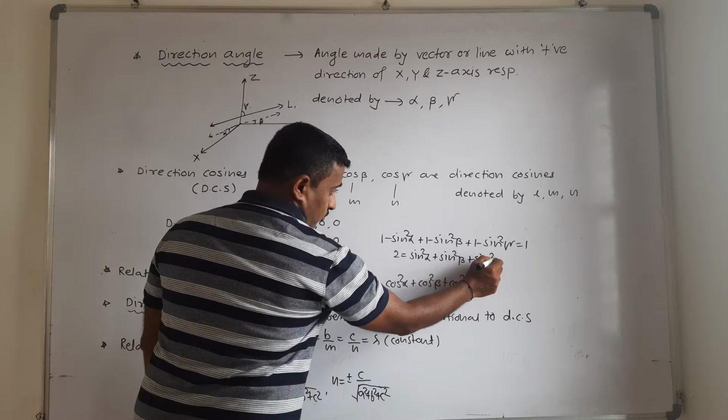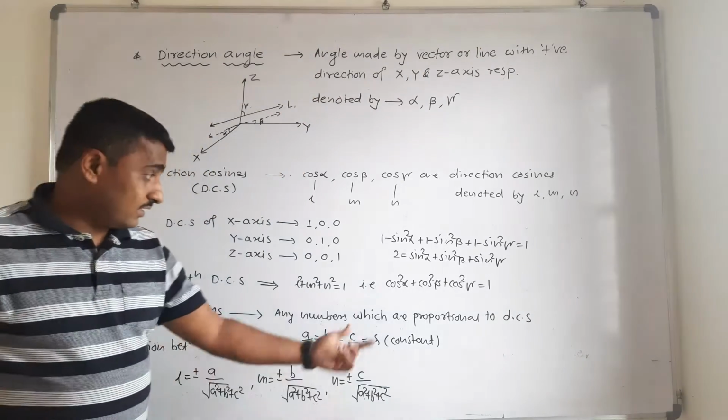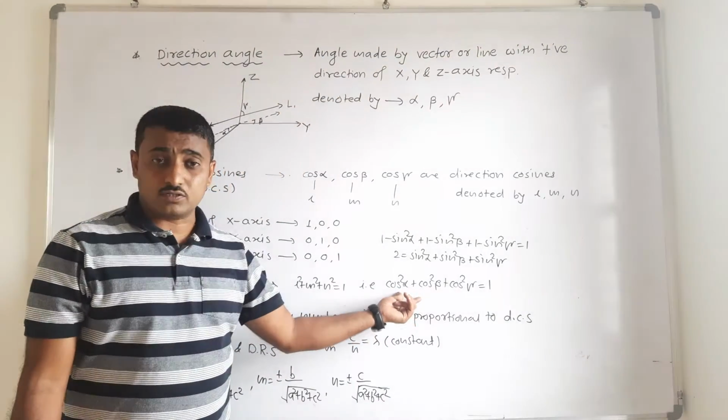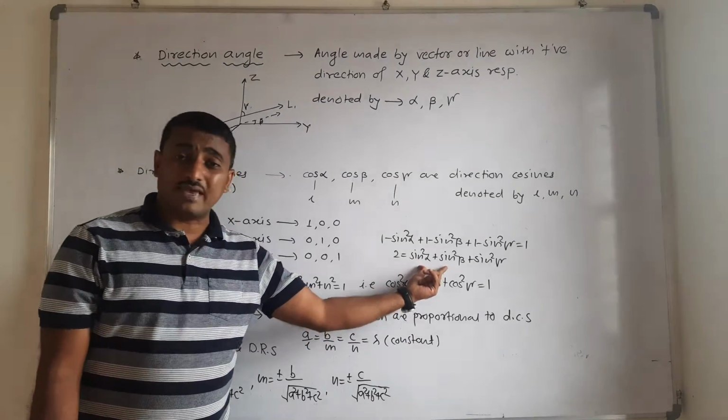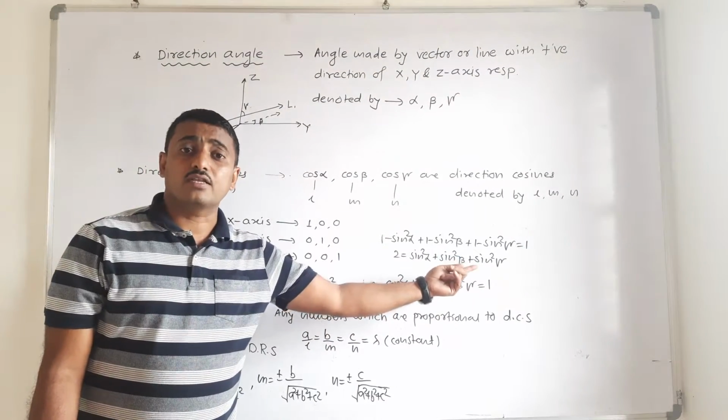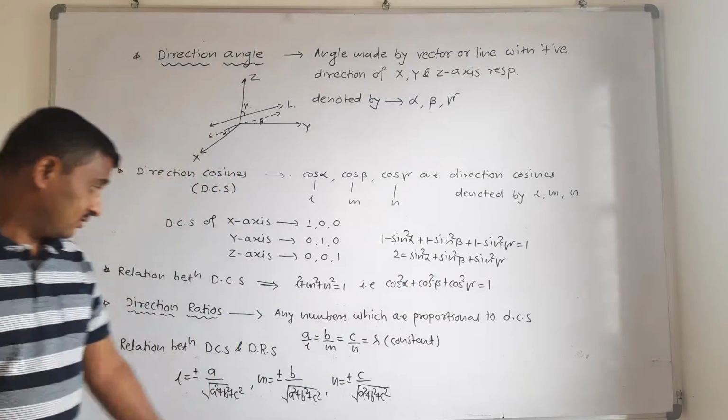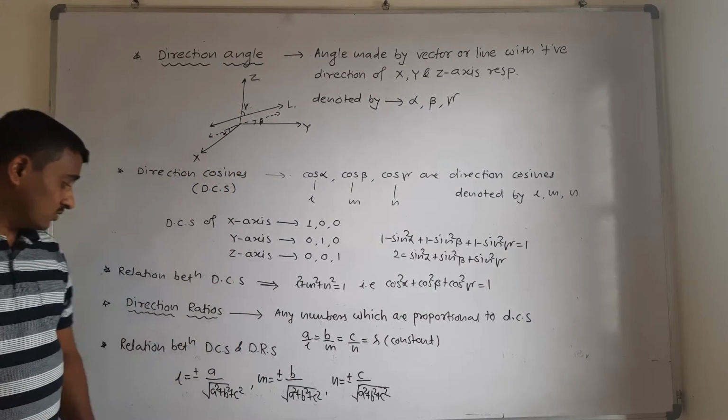That is, there are two relations. One is in terms of cos, that is the standard one, cos square alpha plus cos square beta plus cos square gamma is 1. Second is in terms of sine: sine square alpha plus sine square beta plus sine square gamma is equal to 2. This is just the relation between direction cosines.